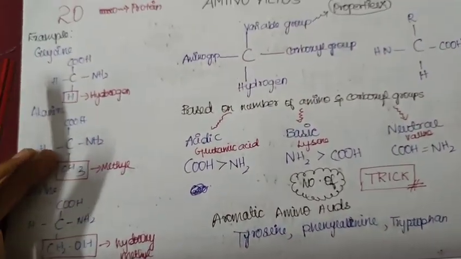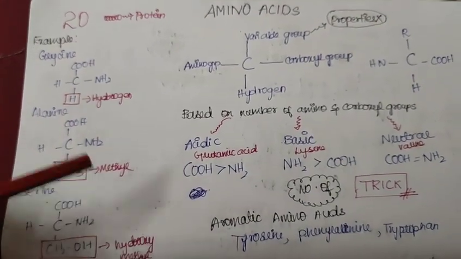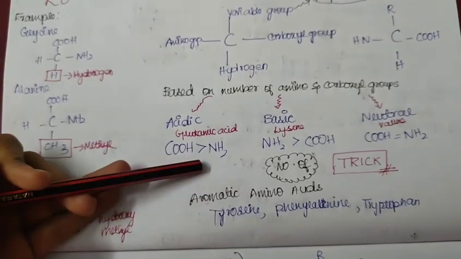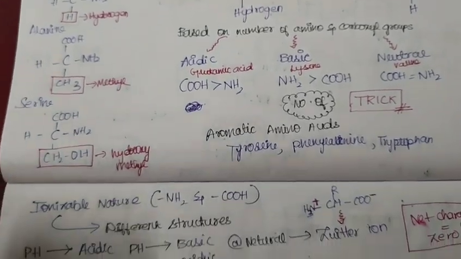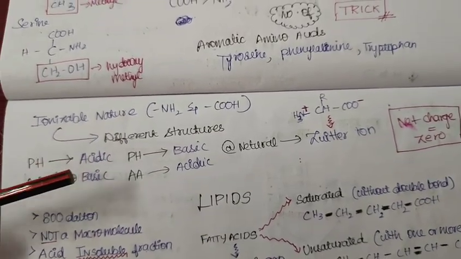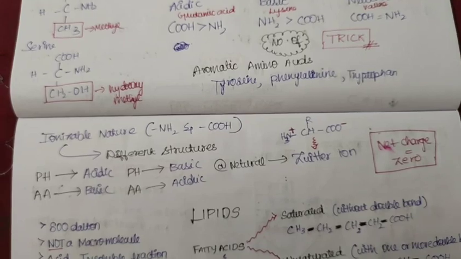So here we discussed the structure of amino acid, some examples based on the variable groups, the classification using amino and carboxyl groups, a few examples of aromatic amino acids, the ionizable nature and in which medium it acts as which, and the zwitter ion concept. These are very important concepts.